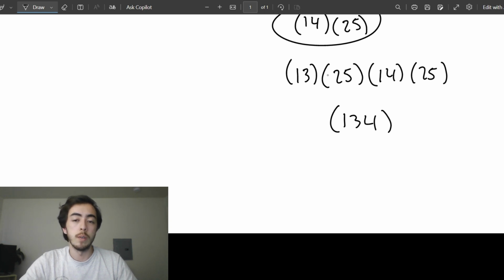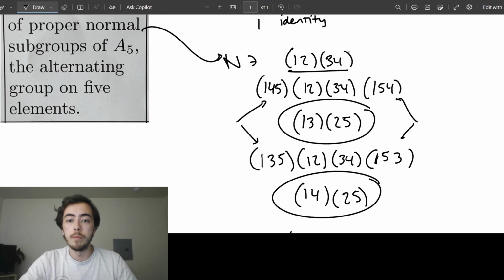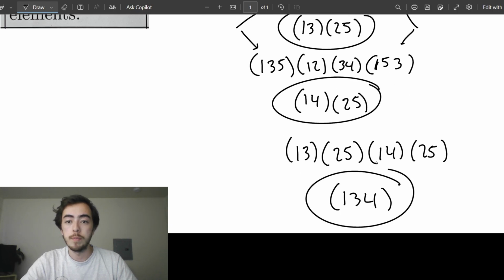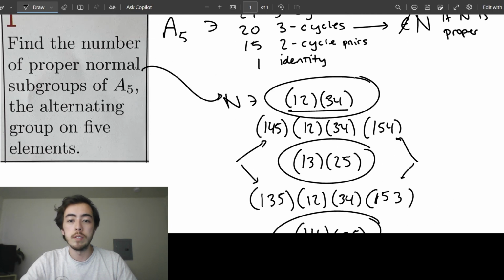And then if we do anything with the 2s and the 5s, we can just kind of see that they swap and then swap back. And so here, I was able to start with one of these 2 cycle pairs, and then I generated 2 others, and from those 2 others, I got a 3 cycle. And like I said, this one isn't special.